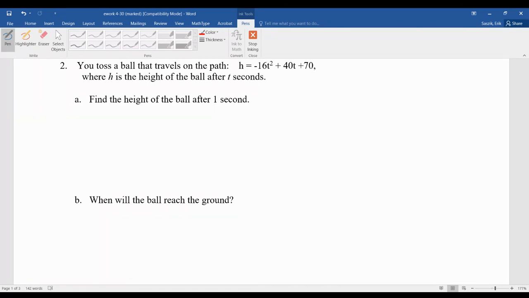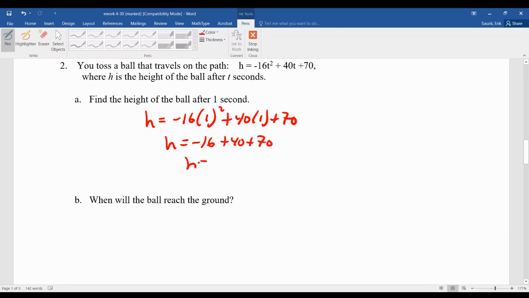Now, part A should be simple. Remember, h is height of the ball, t is time. All we're doing is plugging in 1 for t with this first one. And just figuring out what that comes out to. Remember, this is going to end up being -16 plus 40 plus 70. And you get 94 feet. So after a second, the ball is 94 feet up in the air.